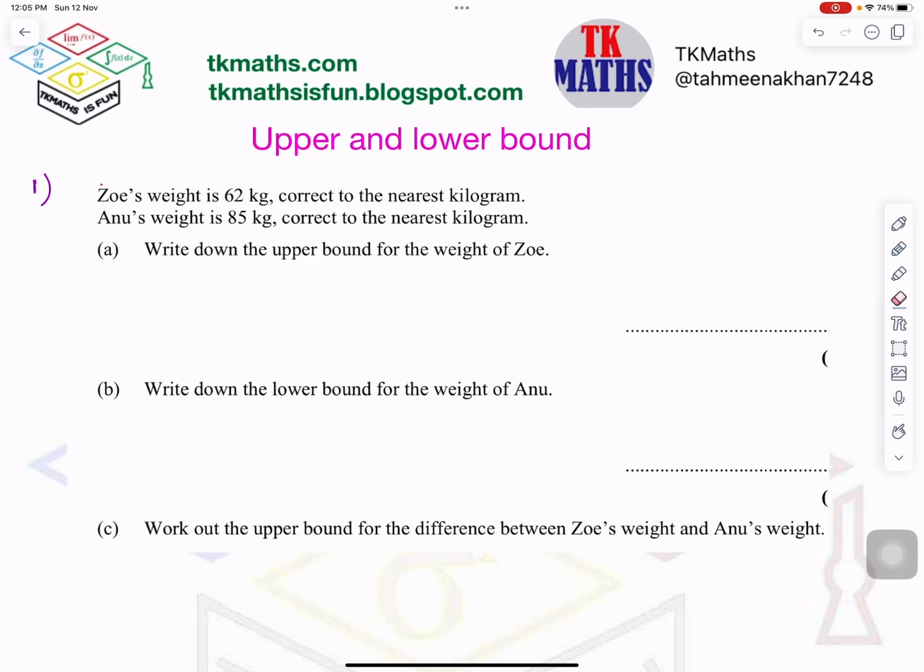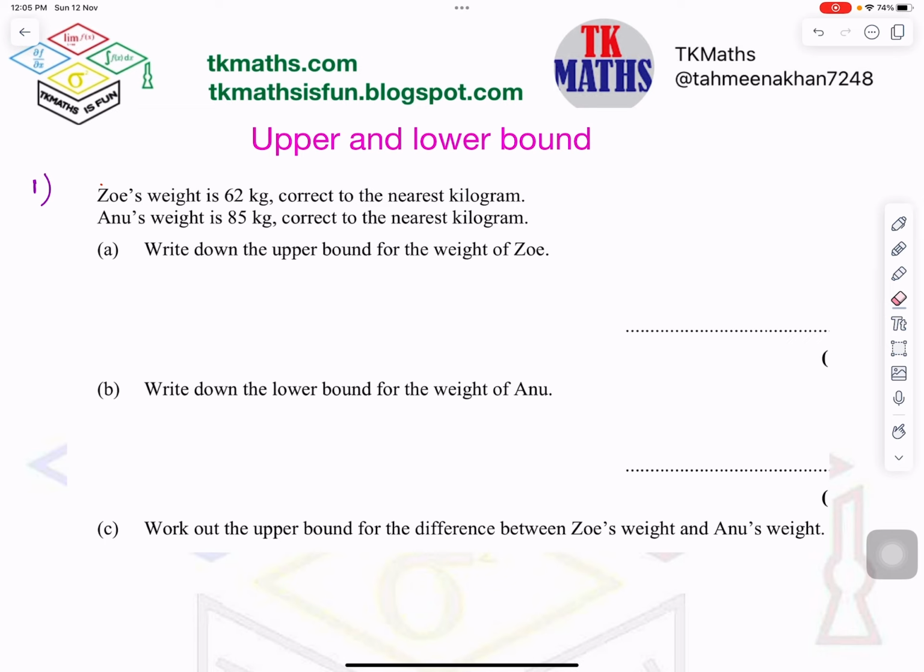In today's video, we will see 3 questions on upper and lower bound. I have made videos on it before, but I have been requested to make a few more. All 3 are of different types, so I hope it will help you clear your doubts. So let's just start with this question.